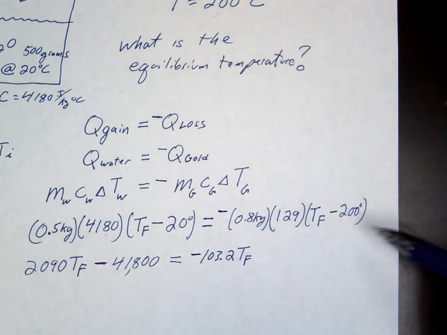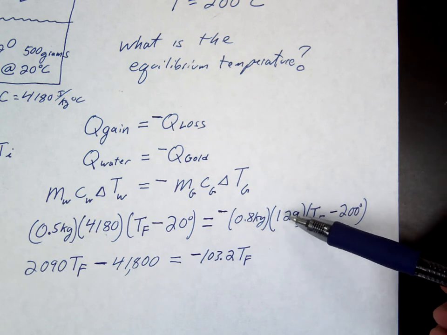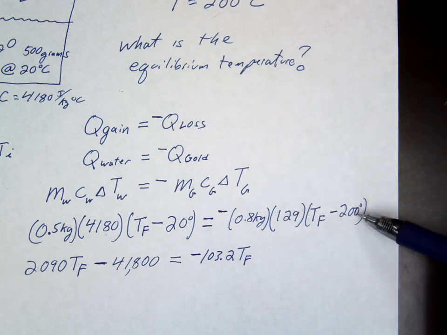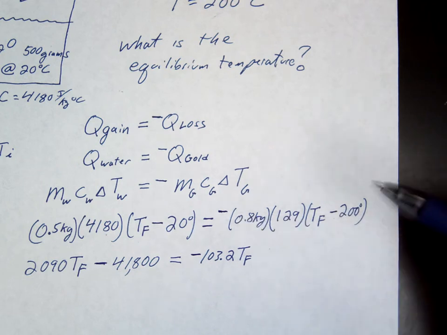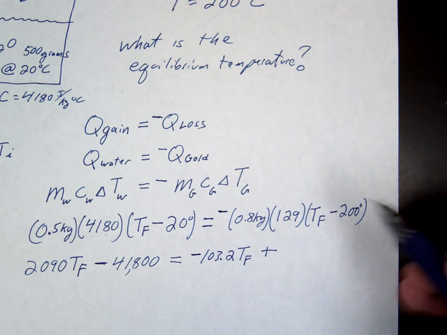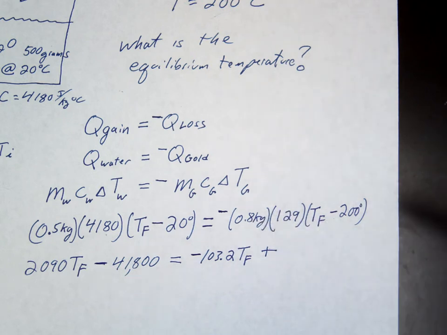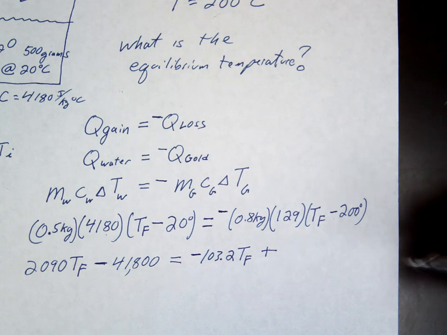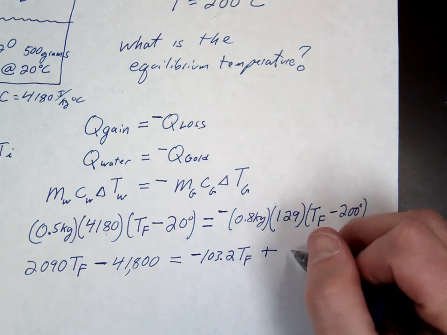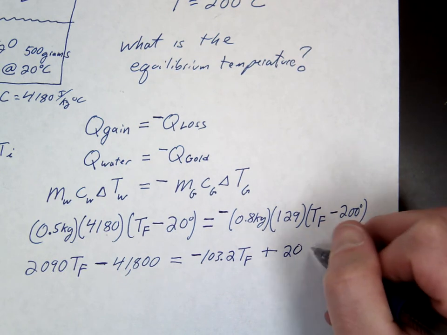Actually, here's where people make the big mistake. So now we're going to go negative times this times negative 200. So the negative negative will become positive. So 0.8 times 129 times 200.